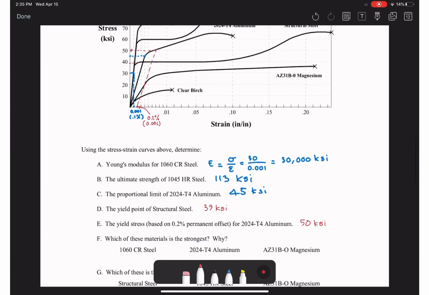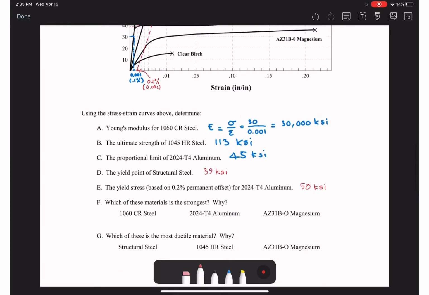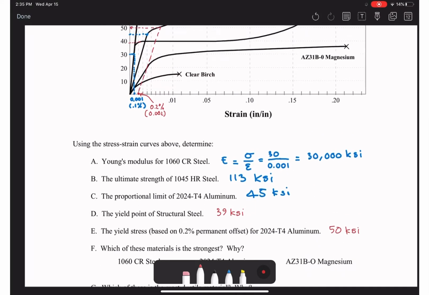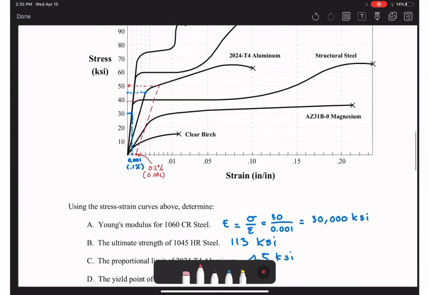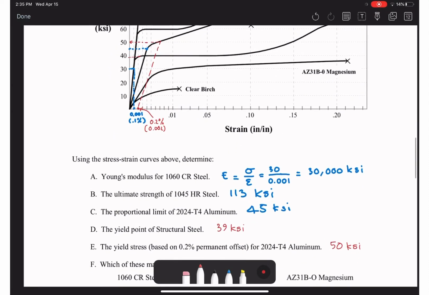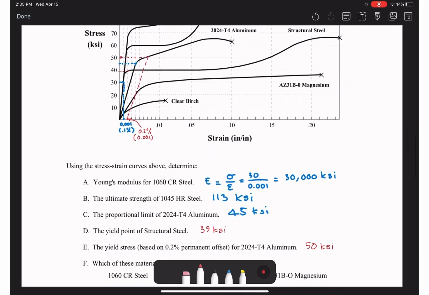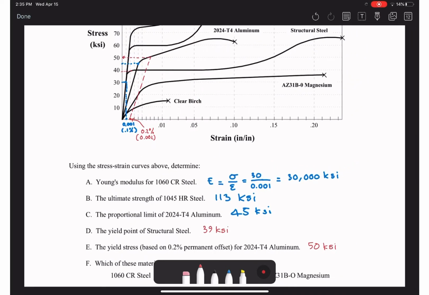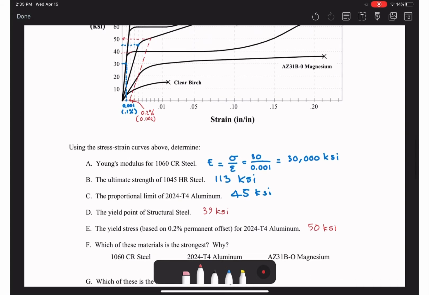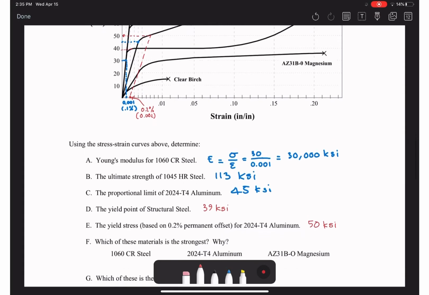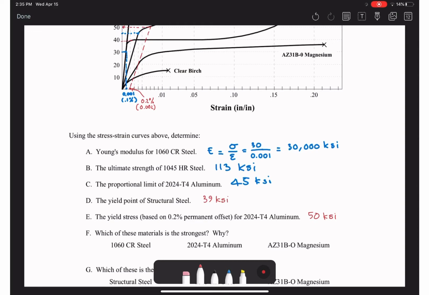You get that, right? So yield stress can basically be found either directly from the graph, just like steel where the body yields, or if the horizontal portion of the curve is not visible or difficult to see, then you use the 0.2% offset method, for example aluminum in this case.